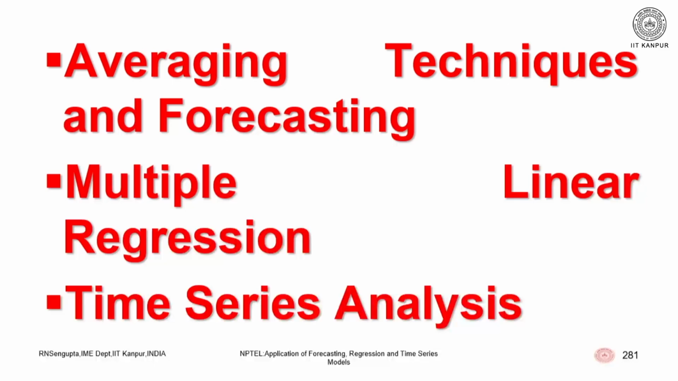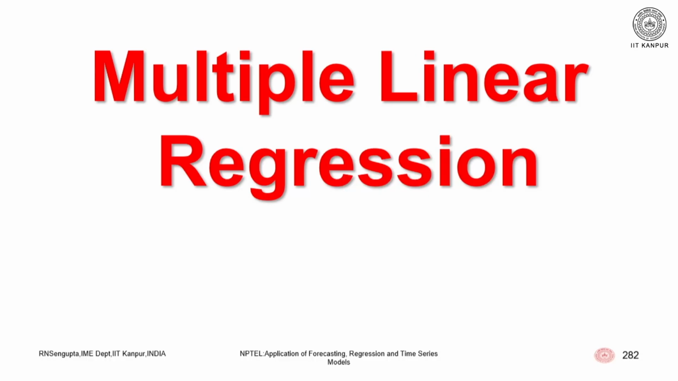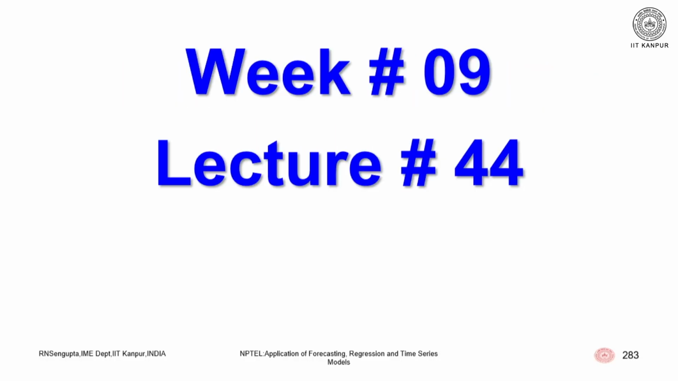As you know, the three broad areas being covered in this course of 12 weeks, 60 lectures, 30 hours, are forecasting, the first one, regression, the second one, and time series, the third one. We are still in the fag end of the linear regression model, and we are in week 9, lecture number 44.